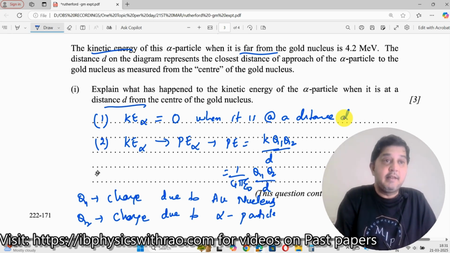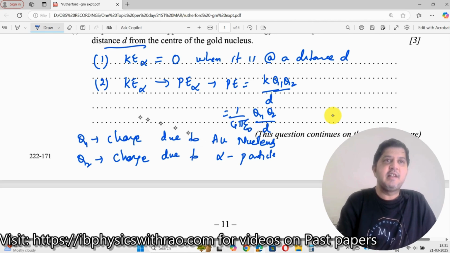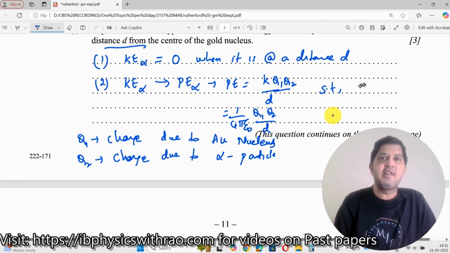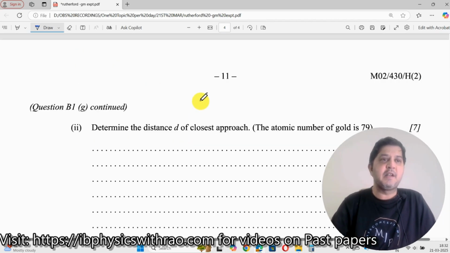So now, the third point, you need to write down the third point over here. Such that kinetic energy gets converted into potential energy such that total energy is conserved. You need to mention all this. You get 3 marks over here.